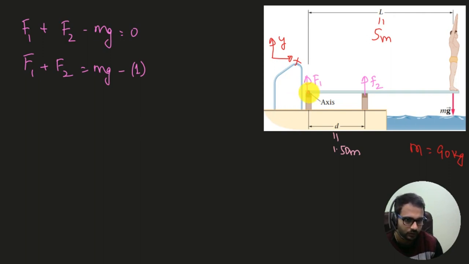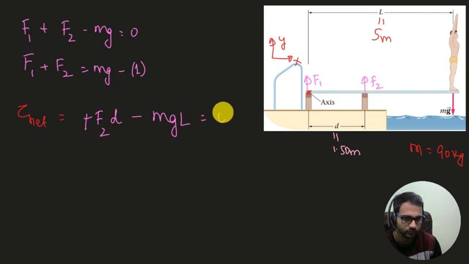So I am choosing this point to be the axis of rotation. The net torque will be equal to: the torque due to this force F1 will be 0 because it passes through the axis. The torque due to this force F2 would be F2 multiplied by the distance d, and it makes the rotation counterclockwise, so we should take a positive sign. Next, this mg force creates a clockwise torque, so you should take a negative mg into capital L, and this net torque should be equal to 0. From here, if you rearrange, you'll get F2 equals mg into L by d. This is the force F2.